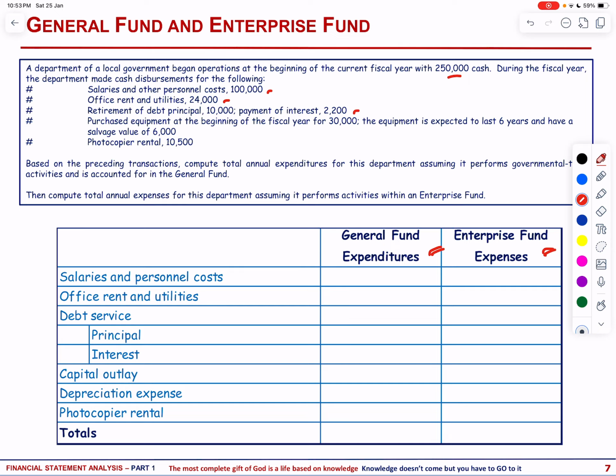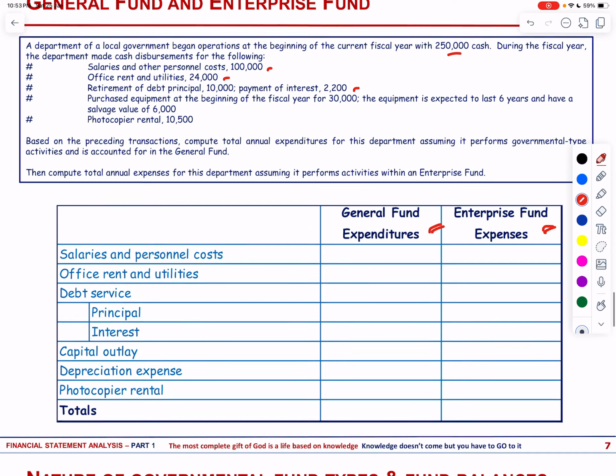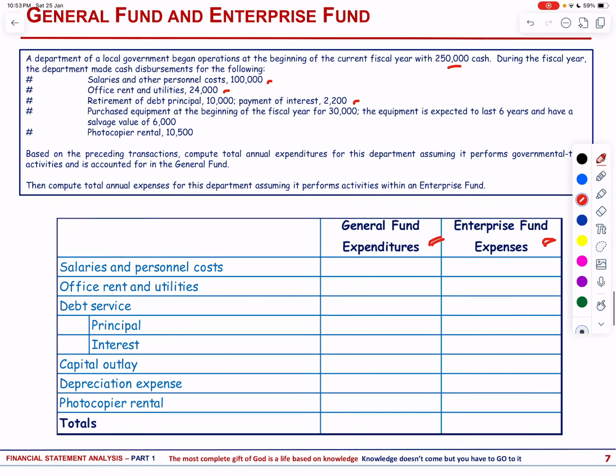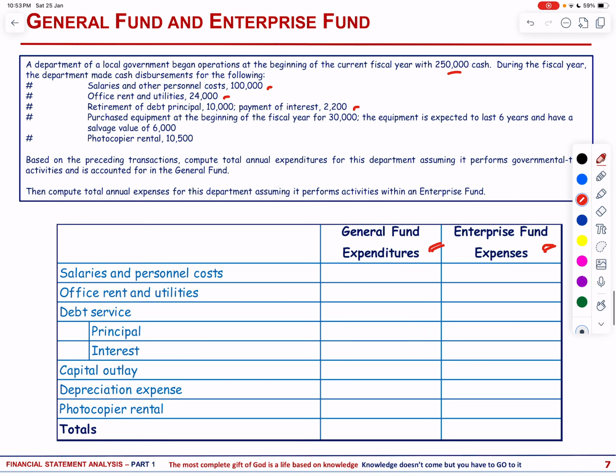Photocopier rental is 10,500. So, based on the preceding transactions, compute total annual expenditure for this department, assuming it performs governmental type activities and is accounted for in the general fund. Then compute total annual expenses for this department, assuming it performs activities within an enterprise fund.